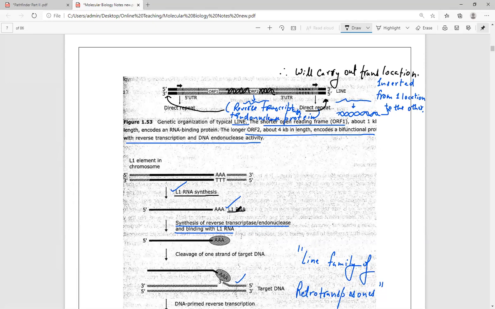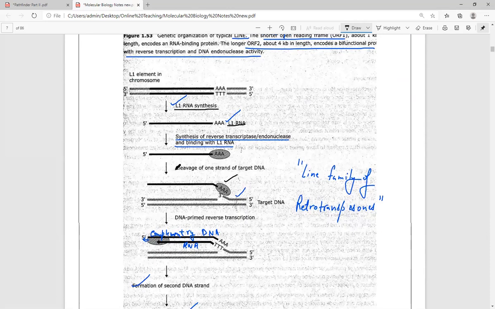Once the L1 RNA is biosynthesized, the synthesis of reverse transcriptase and endonuclease, and their binding with L1 RNA, is going to take place. So reverse transcriptase and endonuclease are going to bind with the L1 RNA. Here both these enzymes are going to bind. It will form a cap shaped structure. This cap shaped structure will integrate the RNA into the target DNA. Once this RNA is integrated into the target DNA, it will lead to the biosynthesis of a new DNA molecule using the target DNA as a template.